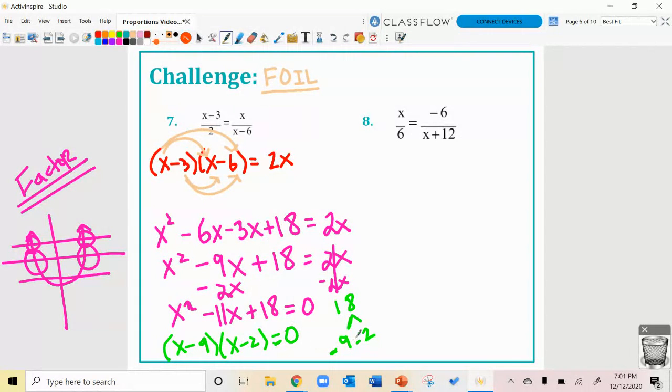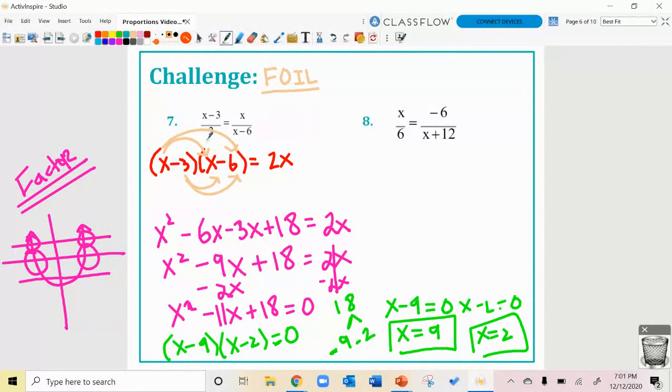And what I need to now use is something called the zero product property. That means I'm going to take each one of the factors, the binomials, and set it equal to 0. Because if something multiplies out to be 0, one of the two terms has to equal 0. So x equals 9. And then if I did x minus 2 equals 0, I get x equals 2. So I actually have two solutions for this. x could have equaled 9, or x could have equaled 2.